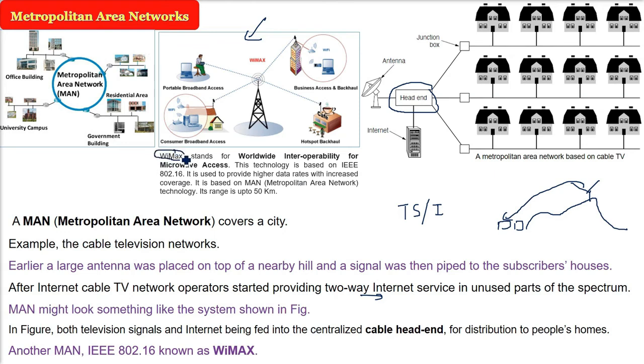So WiMAX stands for Worldwide Interoperability for Microwave Access. Let me tell you again. Worldwide Interoperability for Microwave Access. And this was based on IEEE 802.16, and it is providing higher data rates. The coverage is also higher, and this is based on MAN. So I said, and I'll tell you the kilometers, so you can have an idea about 50 kilometers for MAN.